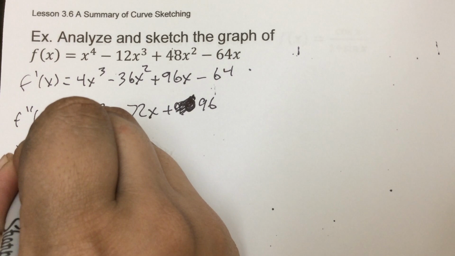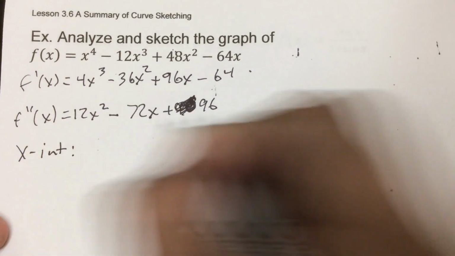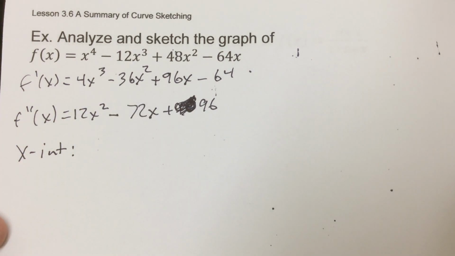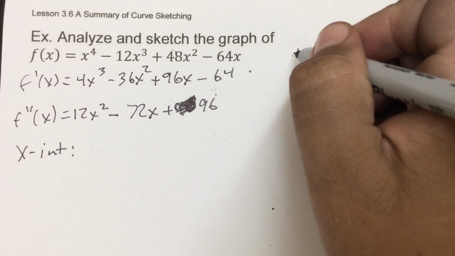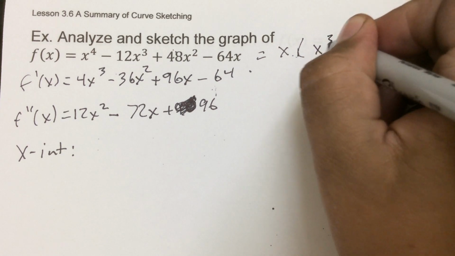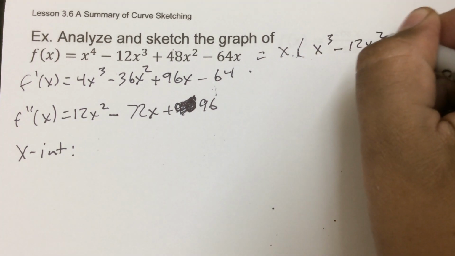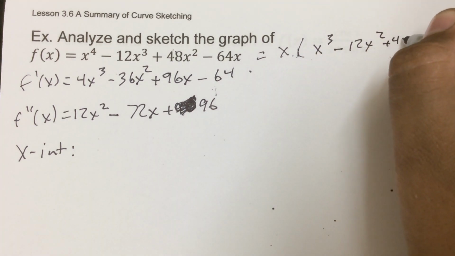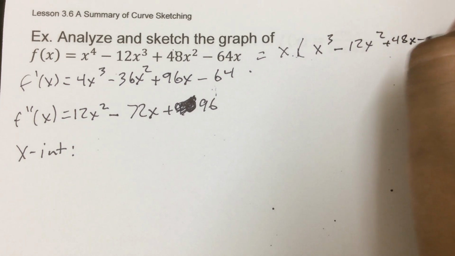So x-intercept now. If we would do this by grouping, that wouldn't quite work out. But we have an x we could pull out. And so this would go to, let's see, x to the third minus 12x squared plus 48x minus 64.